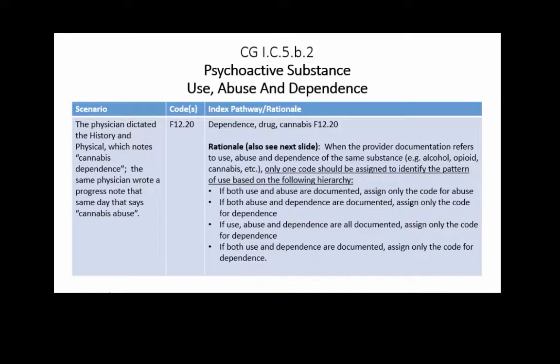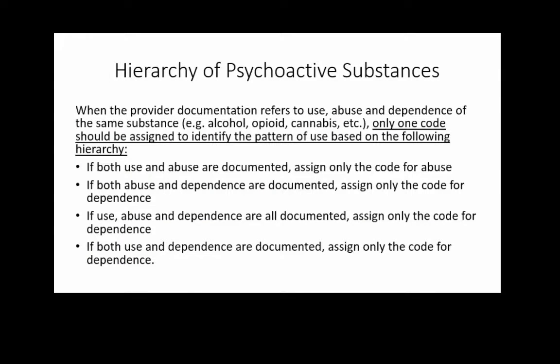This guideline has to do with the hierarchy of use, abuse, and dependence when you're talking about the same substance. The physician dictated the H&P, which states cannabis dependence, but he also wrote a progress note that same day that says cannabis abuse. According to the hierarchy, you're only going to code the dependence because that's the more severe of those two terms. The hierarchy is listed here as well as on the next page. What you're doing is always coding to the more severe of the terms. You can see here the way they're written.